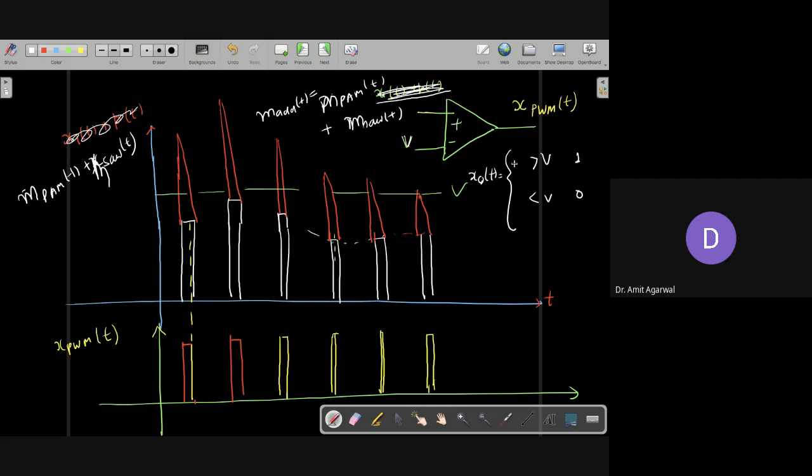So when your added signal M_add(t) is greater than V, we get 1. उल्टा लिखते हैं generally. One second.